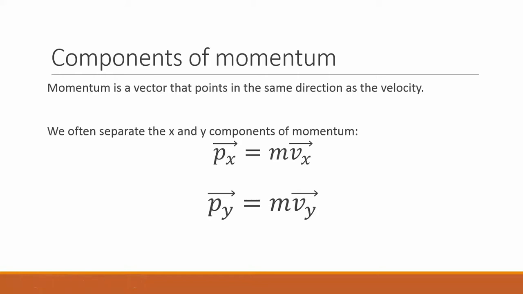Most of the problems we do in AP Physics 1, we're only going to be looking in one direction at a time. So it'll be momentum equals mass times velocity, and it'll only be the x components or only be the y components. But you could include both.